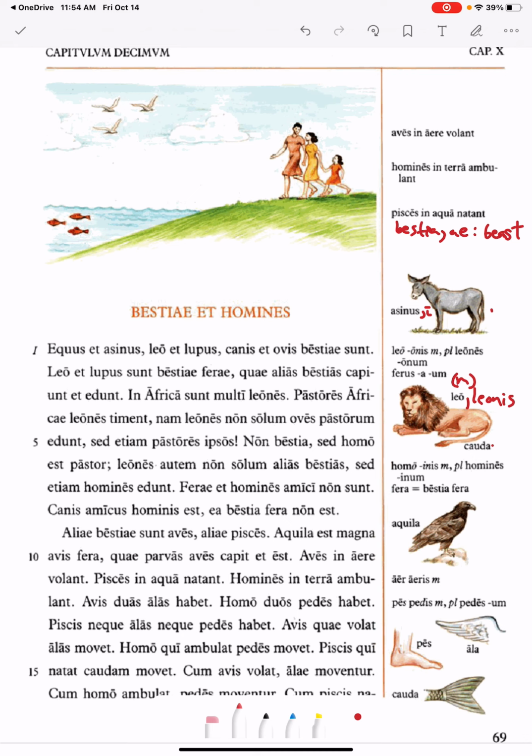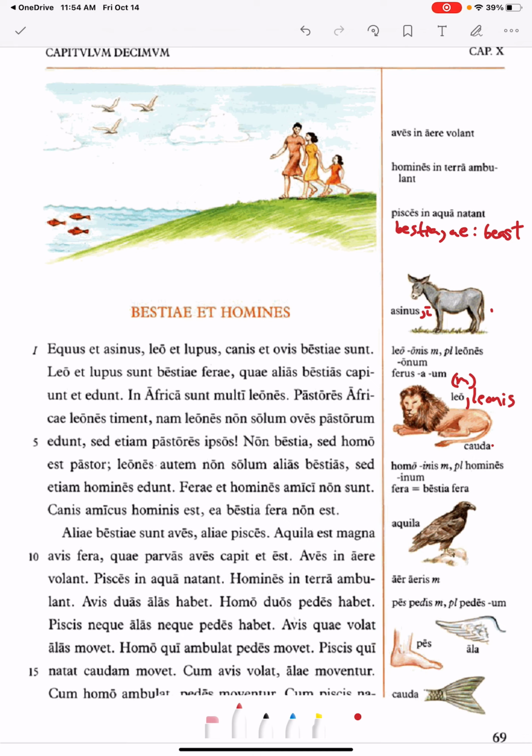So, Equus et asinus, leo et lupus, canis et ovis bestiae sunt. Leo et lupus sunt bestiae ferae, quae alias bestias capiunt et edunt. In Africa sunt multi leones. Pastores Africae leones timent, nam leones non solum oves pastorum edunt, sed etiam pastores ipsos. Let's stop here and go back.